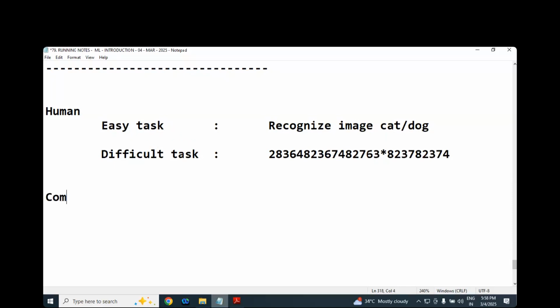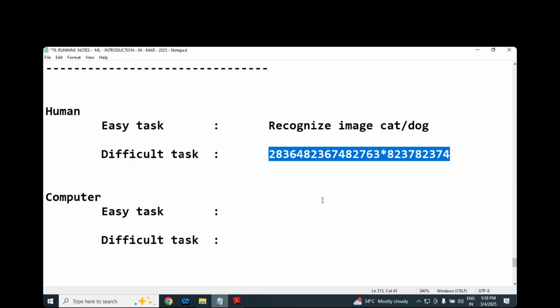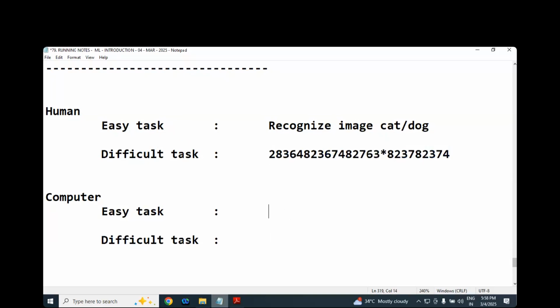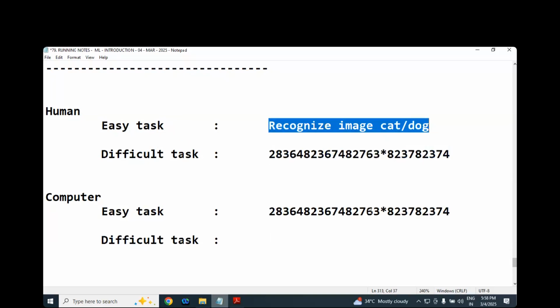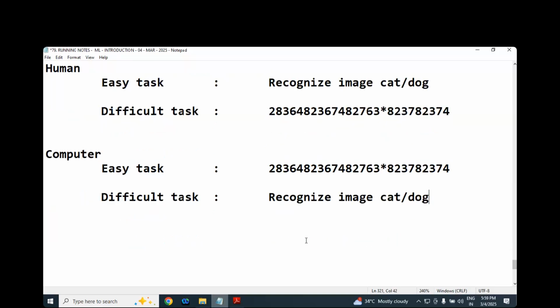Let us go to the computer. The computer also has an easy task and a difficult task. What is the easy task for them? Calculation. Wow, computation is very easy for them. Now, what is the difficult one? With AI, or else ML, it became easy. That is what you need to understand.